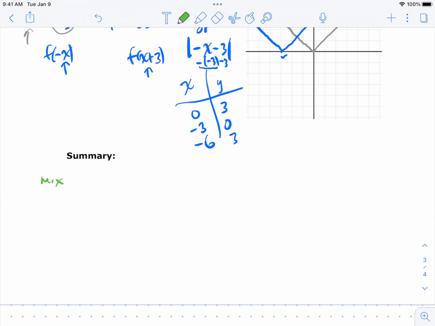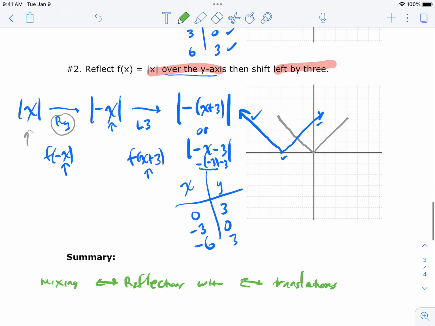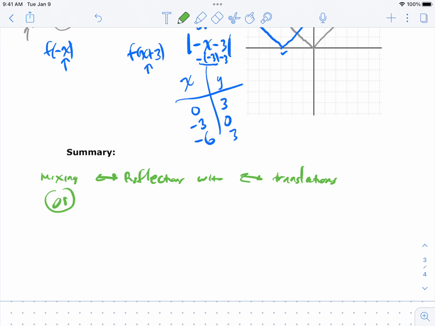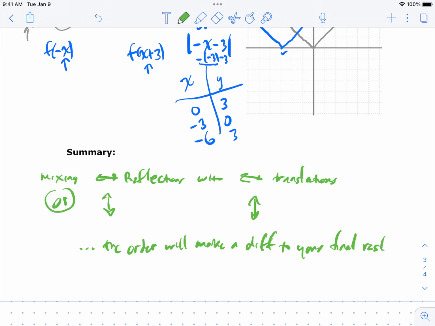And I'll say if you mix left to right reflections with any kind of left to right translations, notice that's what both of these were. We were going left and we were reflecting over the y-axis. Or up and down reflections with up and down translations, the order will make a difference to your final result. If you go left 3 and then reflect over the y-axis, or if you reflect over the y-axis, then go left, you're going to get different results.